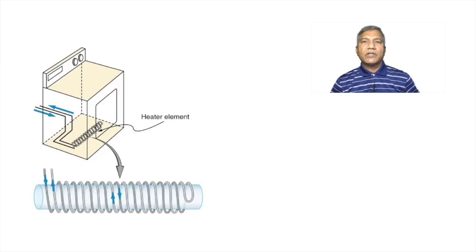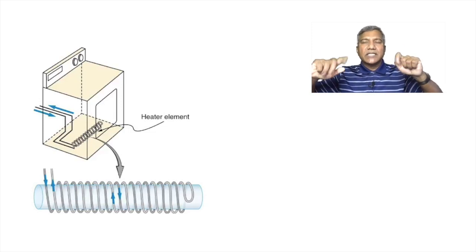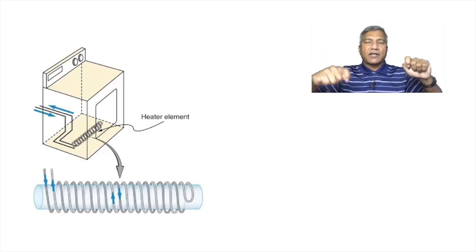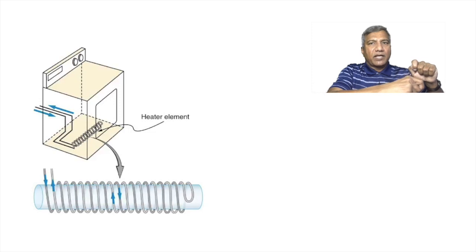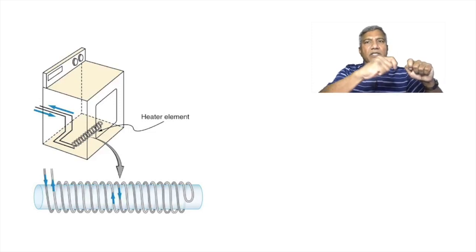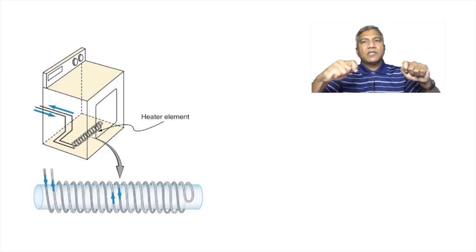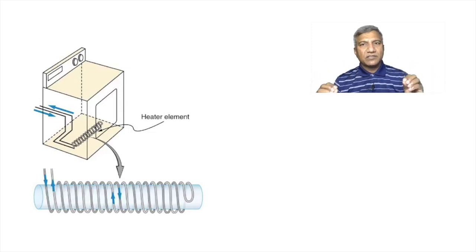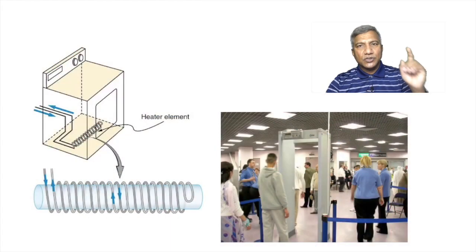In order to avoid that, you know what is done? The coil is wound in two halves. The first half, the coil is wound in one direction, and then in the second half, it's wound over it in the opposite direction. What's the advantage of this? The advantage is that the magnetic fields through these two coils cancel out. Therefore, there is no net change in the magnetic field, or the induced current is zero.